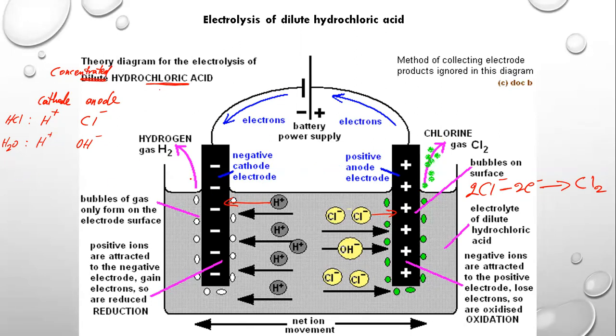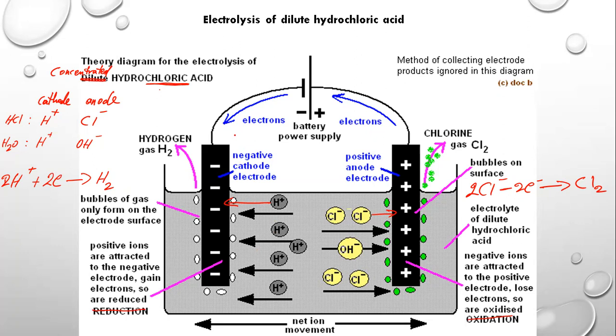Okay. Now the half equation at your cathode will be 2H plus. Each of them will accept 1 electron, so in total 2 electrons, to produce an H2 molecule, which will bubble off there at your cathode. Again, at your cathode, it's always reduction, and at your anode, it's always oxidation. Any questions regarding this?